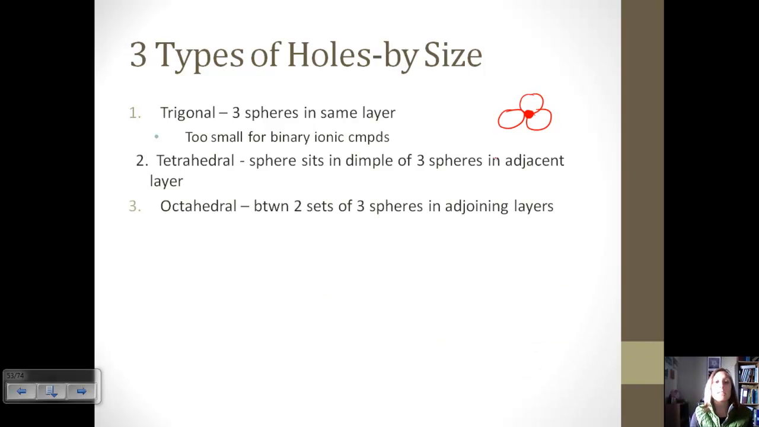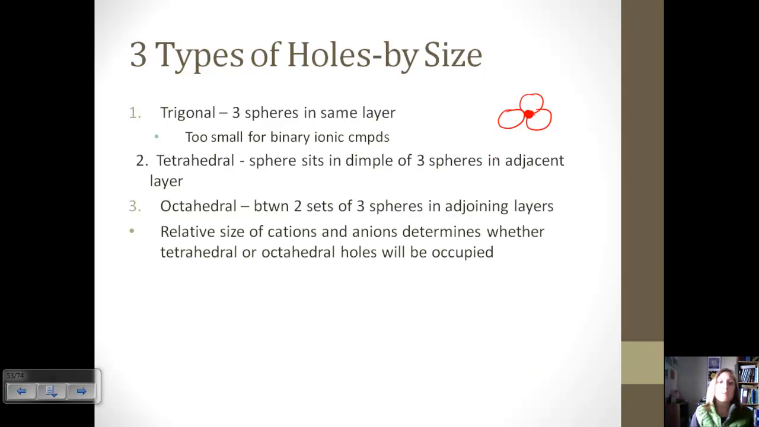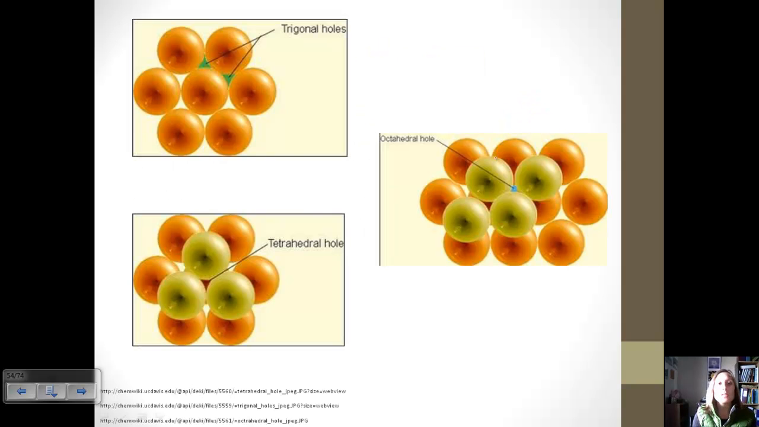And the last one is octahedral. This is between two sets of three spheres in adjoining layers. Basically, the size of the cation and the anion is going to determine whether it takes on a tetrahedral or an octahedral hole shape, because trigonal is too small for binary ionic compounds. Okay, so here are the examples. Here we have it fitting into this space, and that's just too small for binary.